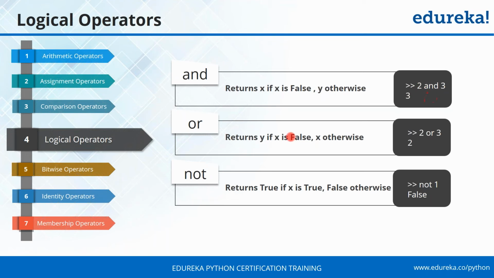But if you're using an OR operator, if x is false, then it returns y, else it returns x. So 2 or 3 gives me 2 in this case. And finally, NOT basically converts the value. So when you say not of 1, where 1 is considered to be true, then it becomes false. So let me just show you how these work out.